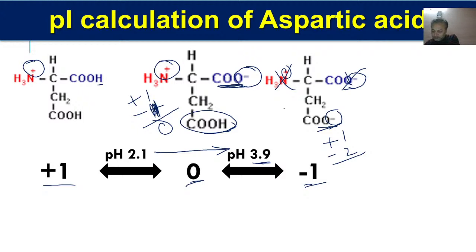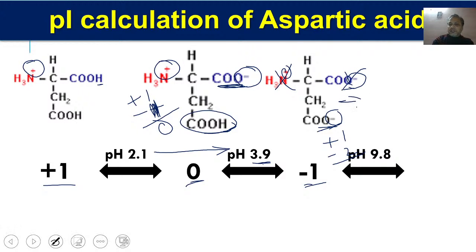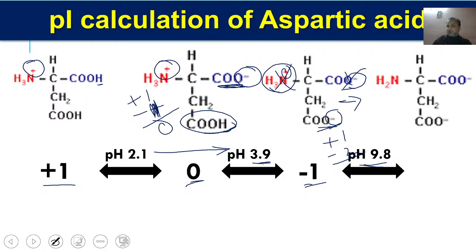Perfect. Now again we are going to increase the pH to the higher side. As soon as I reach pH 9.8, at that particular pH the third group will dissociate, and the third group is this one. So this will release its H plus. If you remove H plus from here, it will be NH2.